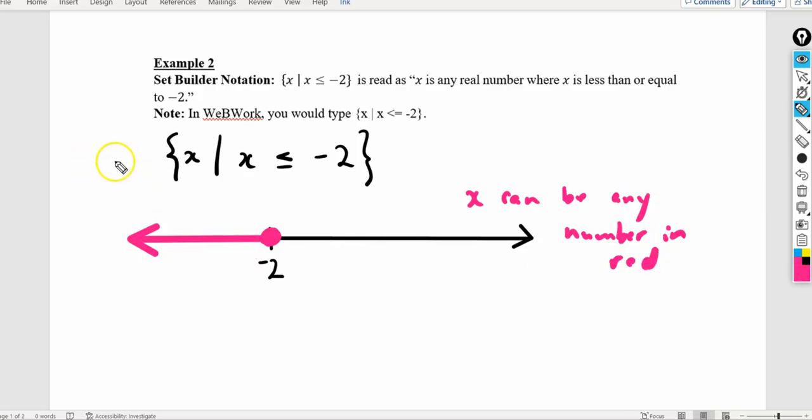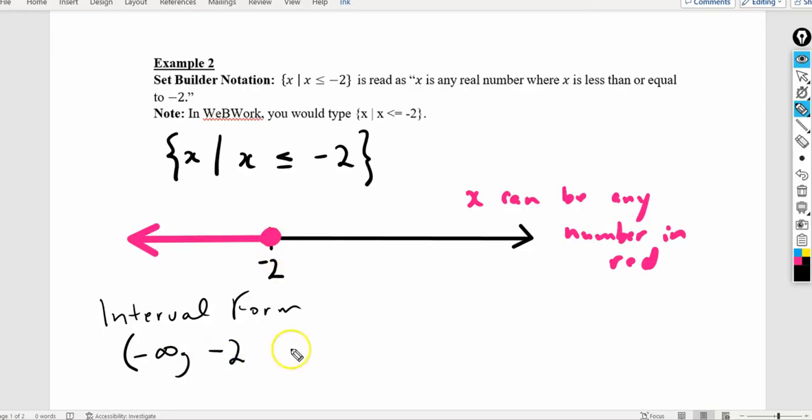And again, here's your set builder notation, and there's the same thing depicted on a number line. They mean the same thing. Now to get to interval notation, or interval form, read it off from left to right on the number line. Going from the left, there is no left limit, so we're coming in from -infinity. This line is unbroken, and we stop at -2, but this time -2 is included. We must use a square bracket because it's included.